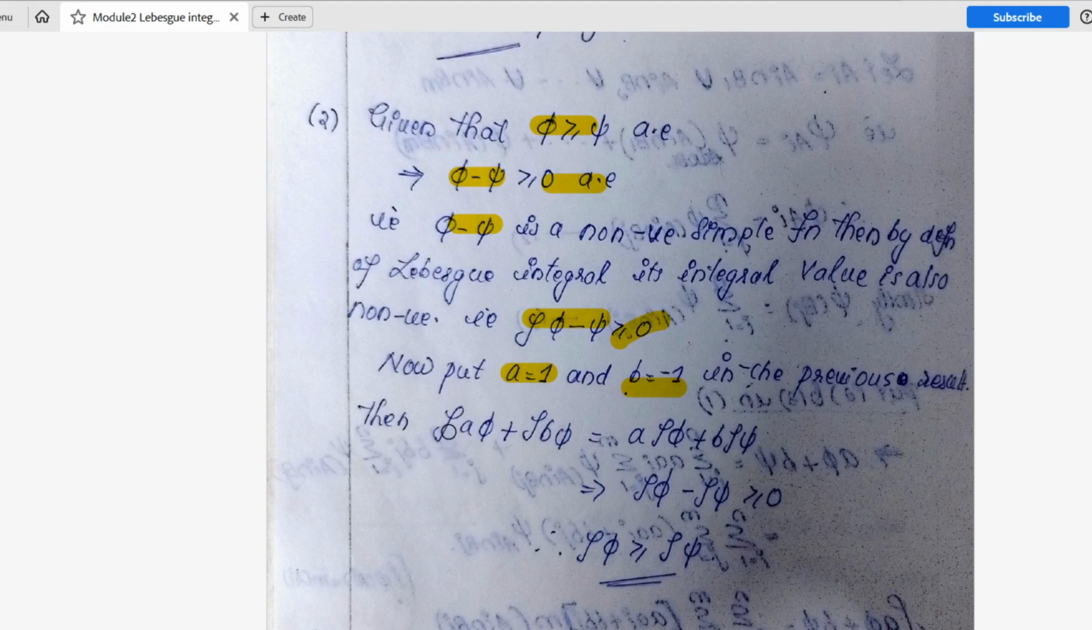അതായത് previous result, integral of (aφ + bψ) is equal to a into integral of φ plus b into integral of ψ ആണ്. അപ്പോൾ a-ക്ക് 1-ഉം b-ക്ക് minus 1-ഉം put ചെയ്യുമ്പോൾ integral of φ minus integral of ψ is greater than or equal to 0 എന്ന് കിട്ടും. Right? So integral of φ minus ψ greater than or equal to 0. Integral φ minus integral ψ is greater than or equal to 0. അപ്പോൾ ഇവിടുന്ന് integral of φ is greater than or equal to integral of ψ.